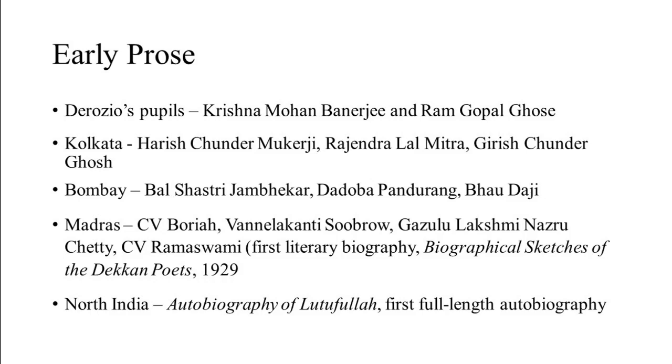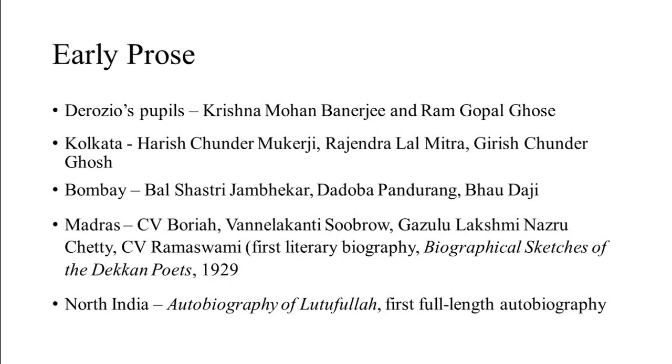Some of the people in this slide you might already be familiar with, because Krishna Mohan Banerjee and Ram Gopal Ghosh, Derozio's pupils, we already discussed in the previous lectures. And in Kolkata, other significant writers of prose during this period were Harish Chandra Mukherjee, Rajendra Lal Mitra, and Girish Chandra Ghosh. In Bombay, we had Bal Shastri Jambhekar, Dadoba Pandurang, and Bhau Daji.